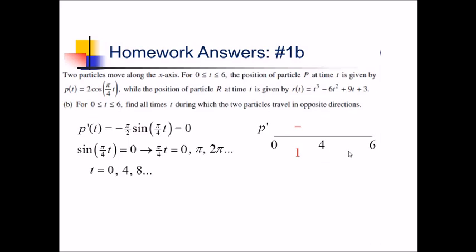Next, I'll test 5 between 4 and 6. 5 pi over 4, that's essentially 225 degrees. That's below the x-axis, so the sine, the y value down there, is going to be negative. But I've got this other negative out front, so a negative times a negative gives me a positive.